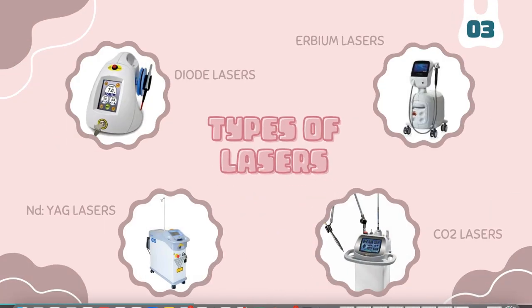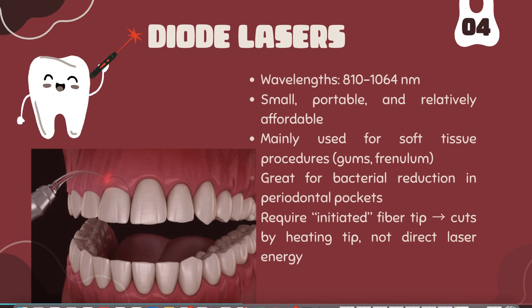As you can see in the picture, there are different types of lasers: erbium lasers, diode, Nd:YAG, and CO2. Next, we have the diode lasers.